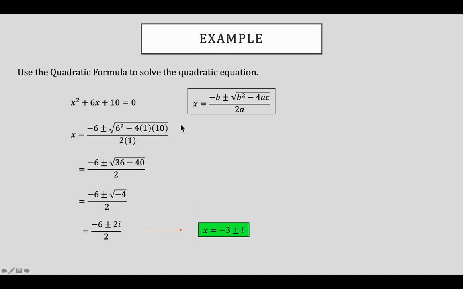So this quadratic, while it does not have any real zeros, it does not have any real solutions, has two imaginary solutions. One is negative 3 plus i, the other is negative 3 minus i. And if you were to plug those in for x, you would indeed get out 0 for your answer. All right, so we can use the quadratic formula. Now we can find not only the real zeros, the real roots, but we can also find the imaginary roots as well.